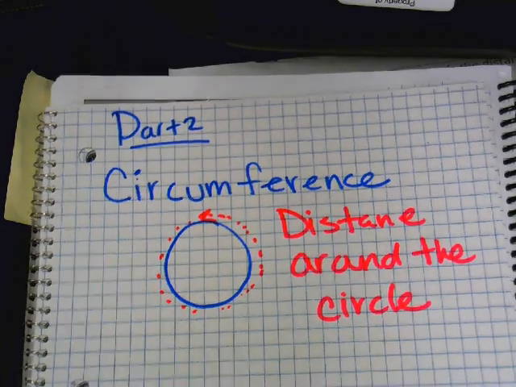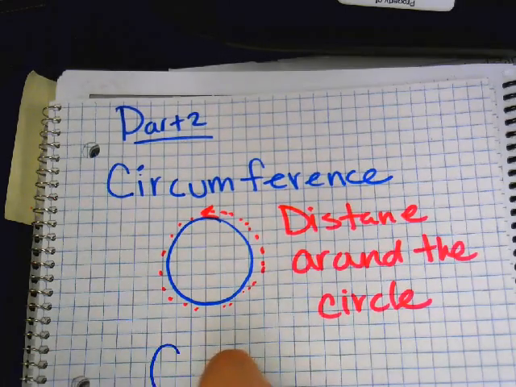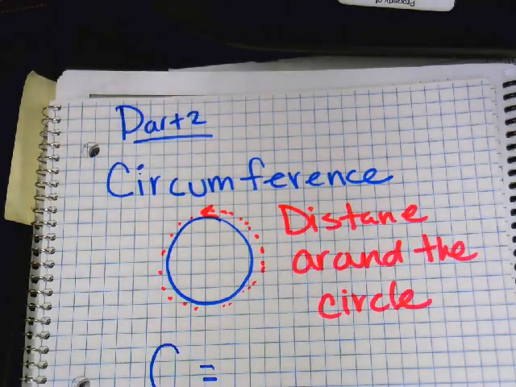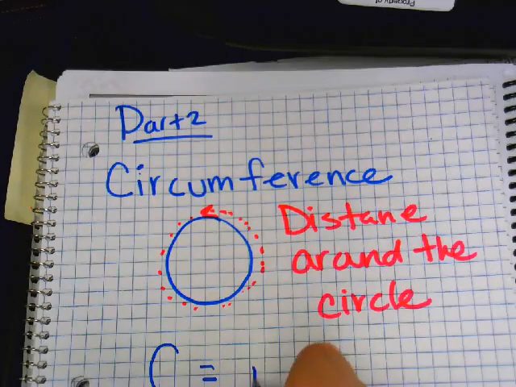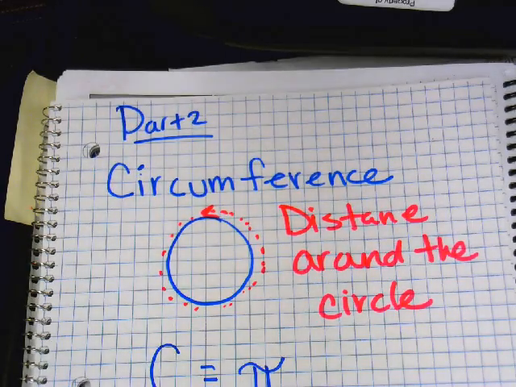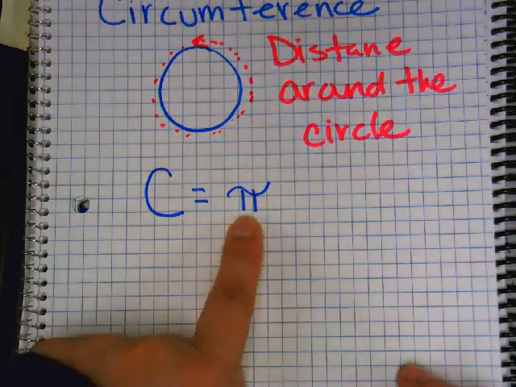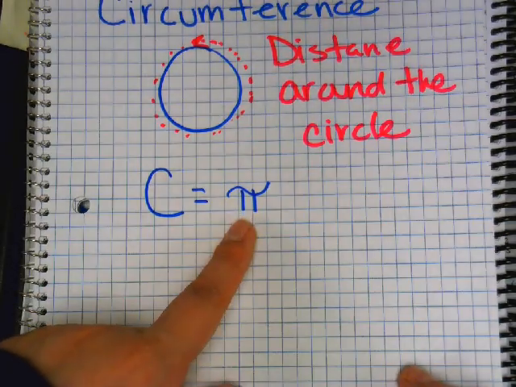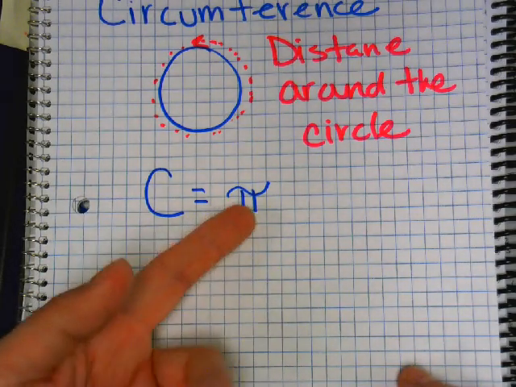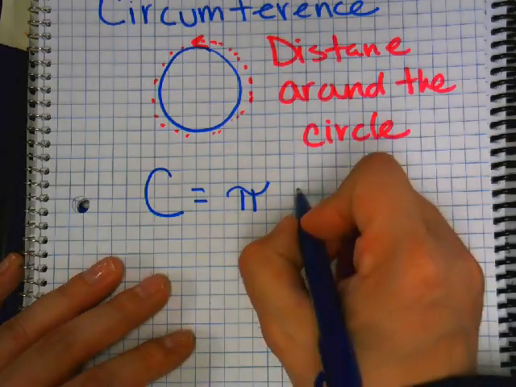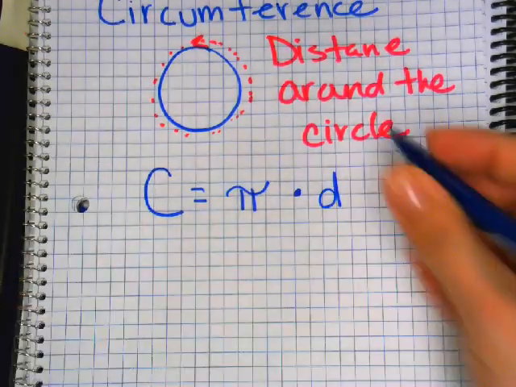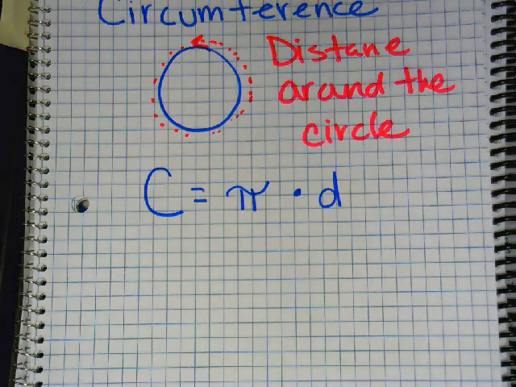All right. Now, circumference is equal to, here's your formula, pi. This is the symbol for pi. In the Greek alphabet, this symbol is called pi. Circumference equals pi times the diameter. Now, some of you do know, what is pi equal to?